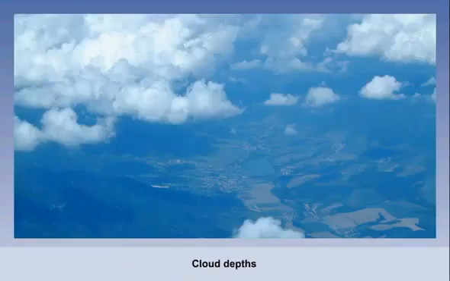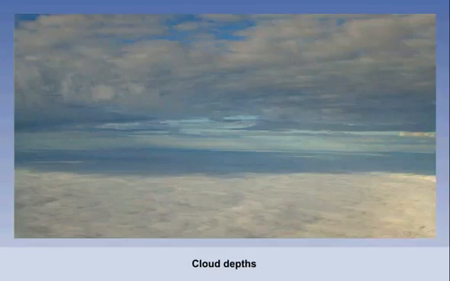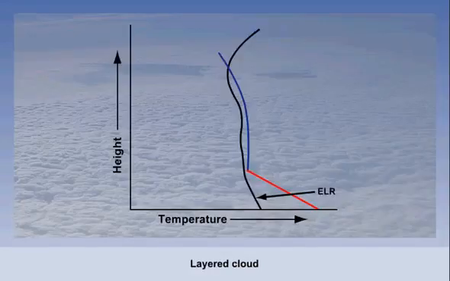So far, we have been considering convective cloud, where a parcel of air is either buoyant or stable in the atmosphere, and so will either rise or remain stationary, depending on its temperature and humidity. But what about layered cloud, like this? Let's consider our temperature height graph again.